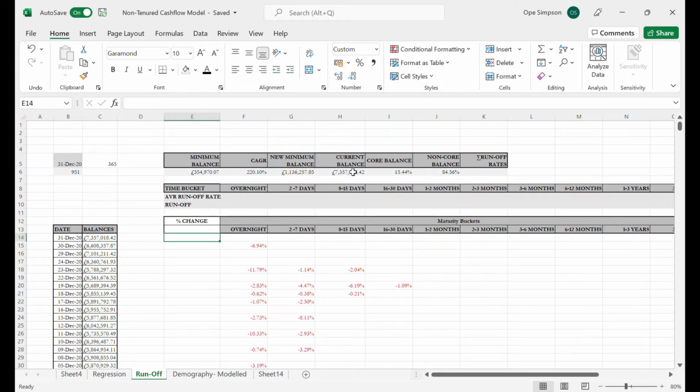The next thing on our agenda is to calculate our runoff rates. This takes a bit of computing, but I'll give an example of how this is done. Basically, we calculate the change between the time periods highlighted in each time bucket. For example, for the overnight period, it will simply be our current balance minus the previous, divided by the previous day's balance, minus 1. And then we drag down.